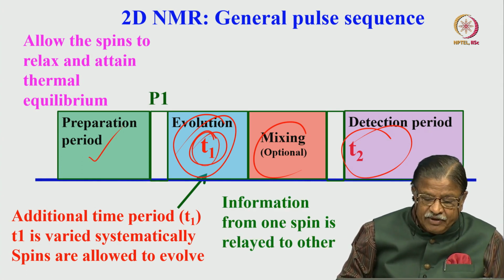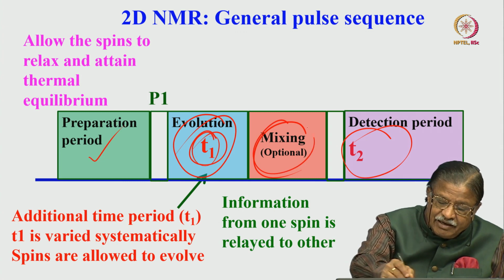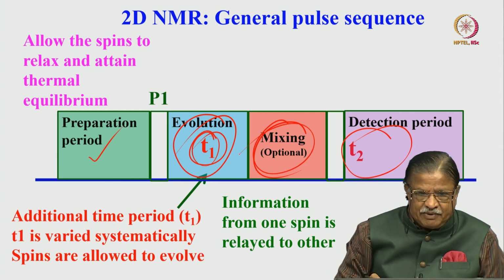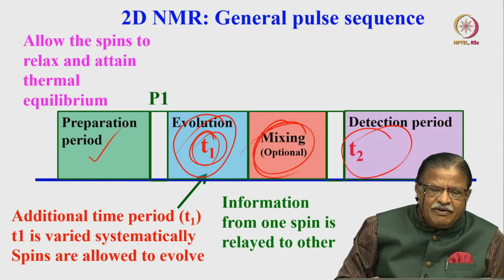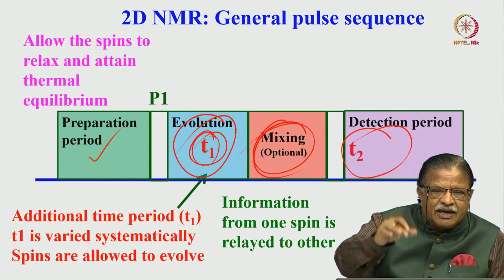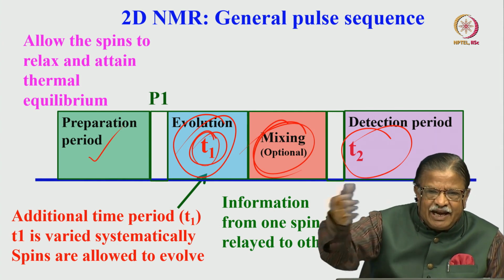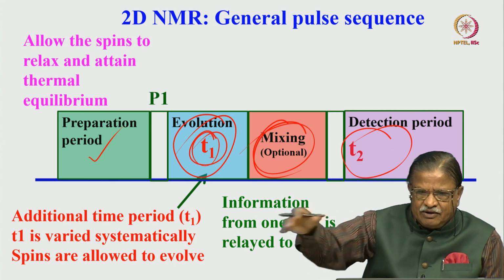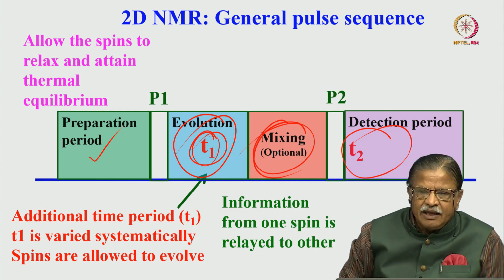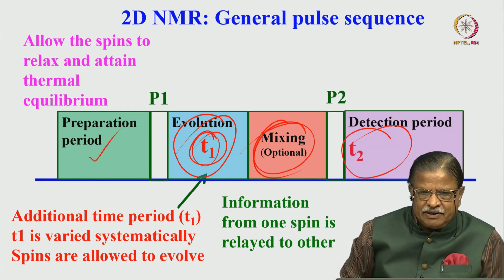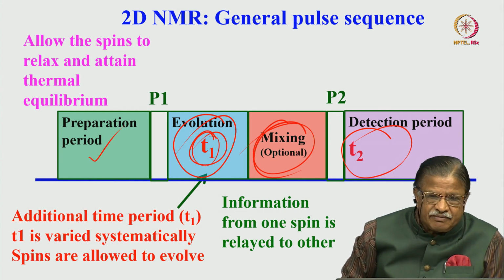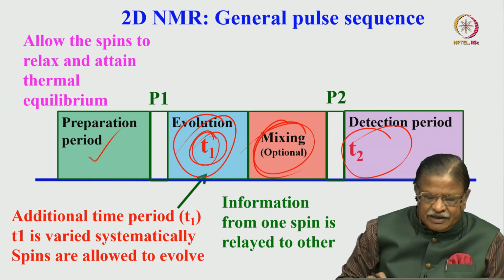I will go further. And here we have a mixing period. I will explain this later. I have a mixing period where information is transferred from one spin to another spin. The information is relayed, taken from one spin and given to another nuclear spin. And then I apply another radio frequency pulse. This is called a detection pulse. We apply it to detect the signal.